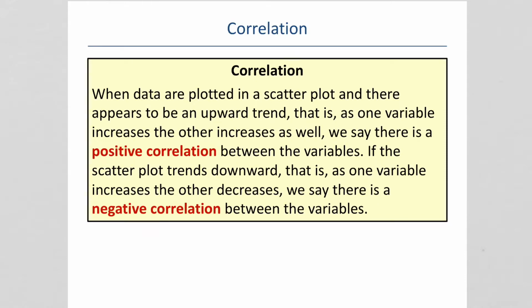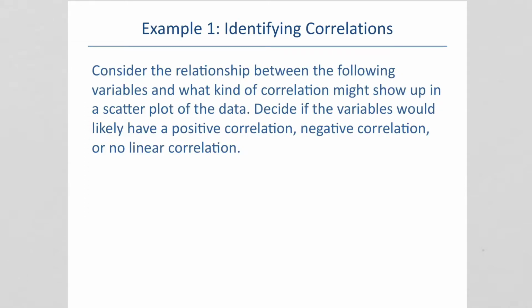When data are plotted on a scatter plot and there appears to be an upward trend, then we say it's a positive correlation, upward from left to right, that is. If left to right it appears to go down, there's a negative correlation. And if it doesn't appear to do anything, then there's no correlation.